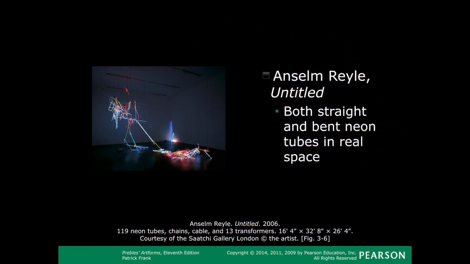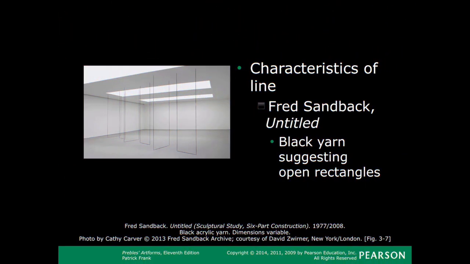Sometimes the artist will actually create lines using a different type of media. In this case, the artist Anselm Reyle makes lines using 119 neon tubes, chains, cable, and 13 transformers. The piece is called Untitled, made in 2006. So once again, when it comes to many works of art, line is probably the most important element. And the artist uses line here again in a very subtle way to create a very interesting space.